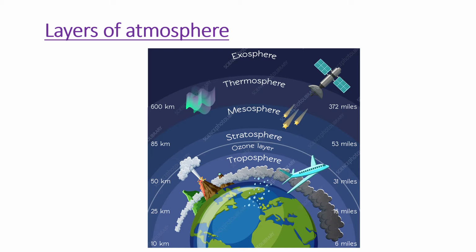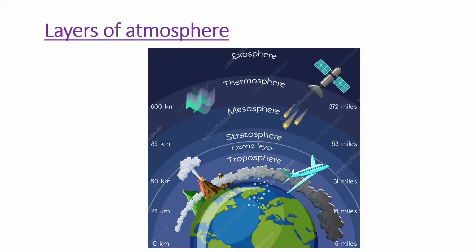The first layer is the troposphere. This is the lowest layer of the atmosphere. Near the equator, it spreads up to about 15 kilometers from the sea level. But near the poles, the height of the troposphere is about 8 kilometers. Nearly 75% of the air in the atmosphere is in the troposphere. Most of the water vapor and dust particles are found in this layer. All the weather changes take place in the troposphere. Helicopters, parachutes, and airplanes travel through this layer.